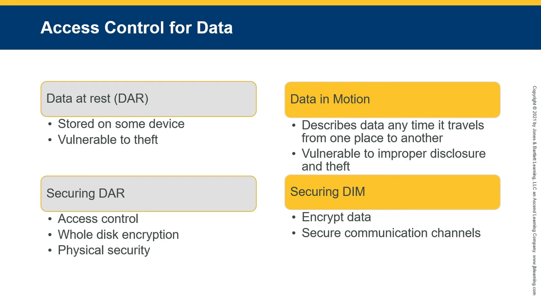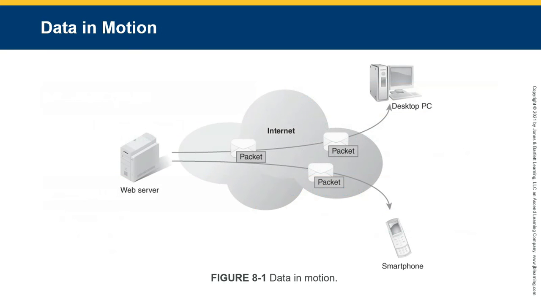Data in motion describes data anytime it travels from one place to another, and it is vulnerable to improper disclosure or theft. Securing data in motion: encrypt data and use secure communication channels. Data in motion.